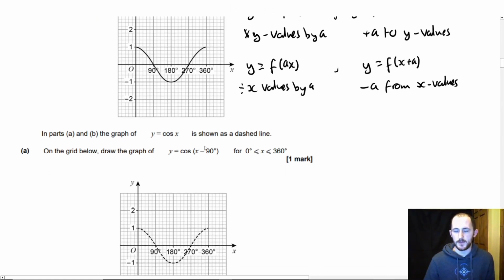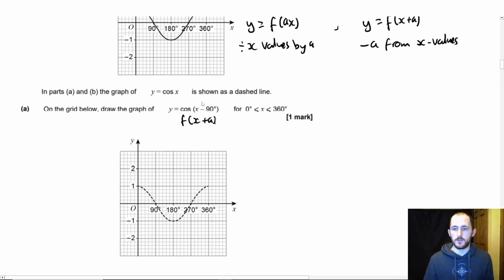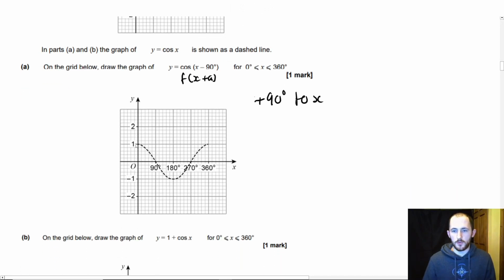Well, if we look here, we can definitely see that it's inside the bracket. So what topic is the bit that has f of x in it called? It's called functions, yeah, exactly like Evie said. X minus 90, this is the same as doing f of x plus a. So what we're going to do is we're going to do the opposite and affect the x coordinates. So what we're doing is we're plussing 90 degrees to x.